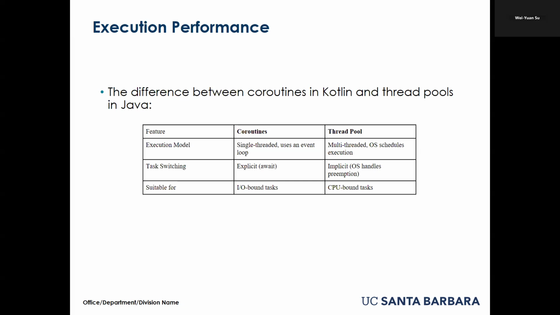And for context switching, coroutines explicitly use the await instruction to manage that. But for thread pools, it is implicit, meaning that the OS will handle the preemption. So coroutines are suitable for I/O bound tasks, but thread pools are suitable for CPU bound tasks.